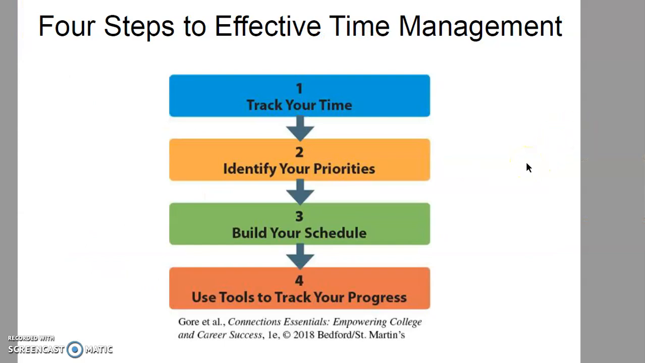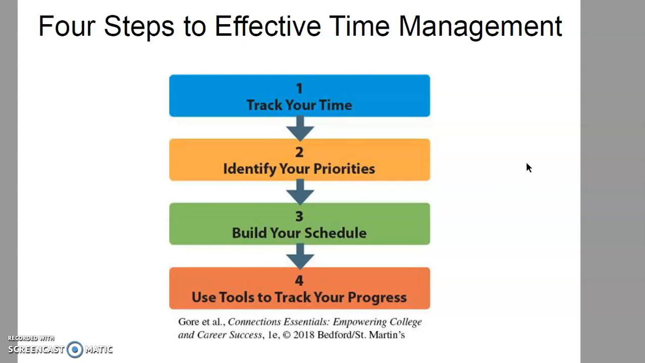There are 4 steps in this system for self-management. Number 1, we need to track our time for a certain time length, about a week or so, to realize how we actually are using our time currently. So the first step is to track our time.